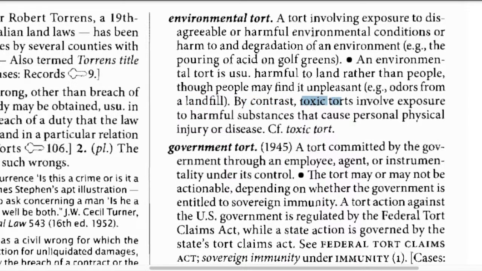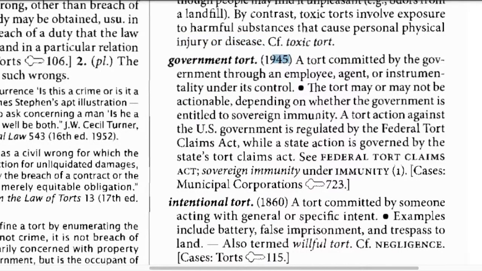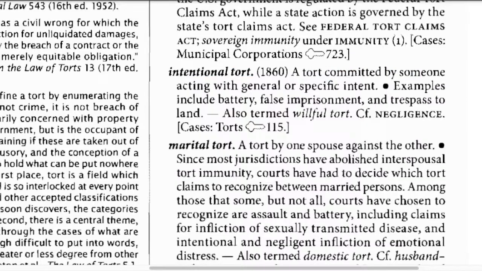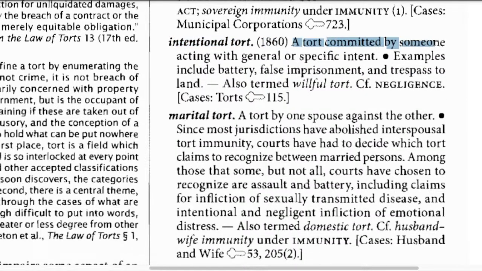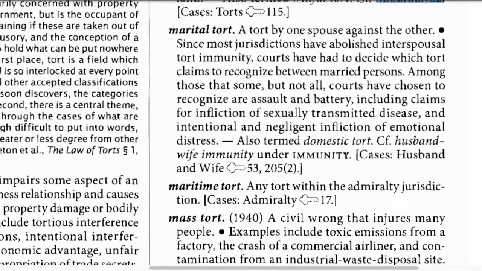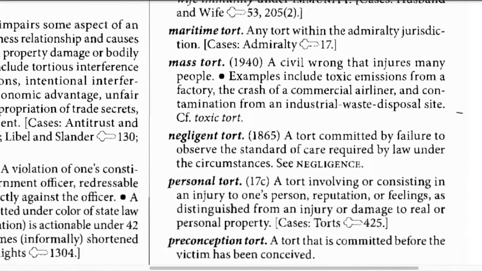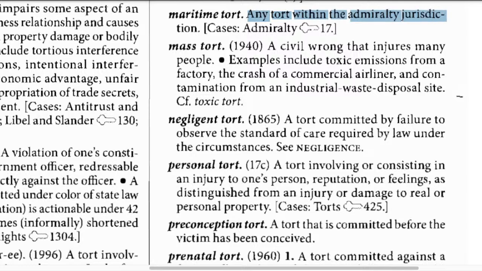By contrast, toxic torts involve exposure to harmful substances that cause personal physical injury or disease. We have government tort, 1945, a tort committed by the government to an employee agent. This is a different topic. Intentional tort, 1860, a tort committed by someone acting with general or specific intent. Here we go. Examples include battery, false imprisonment, and trespass to land. Also termed willful tort, negligence. Cases, tort. Good. There's marital tort, one spouse against another. I think that would be under other ones in AmJur. Maritime tort, any tort within the admiralty jurisdiction. Mass tort, 1940, a civil wrong that injures many people.